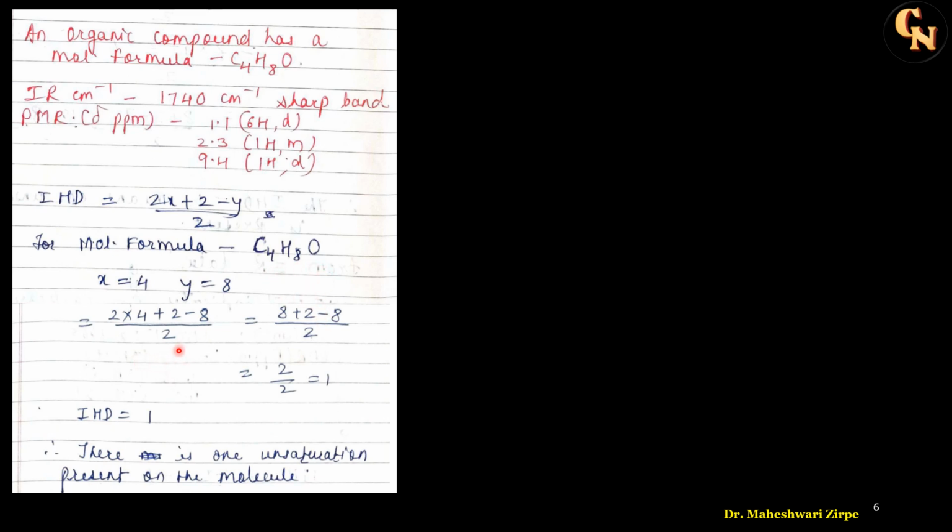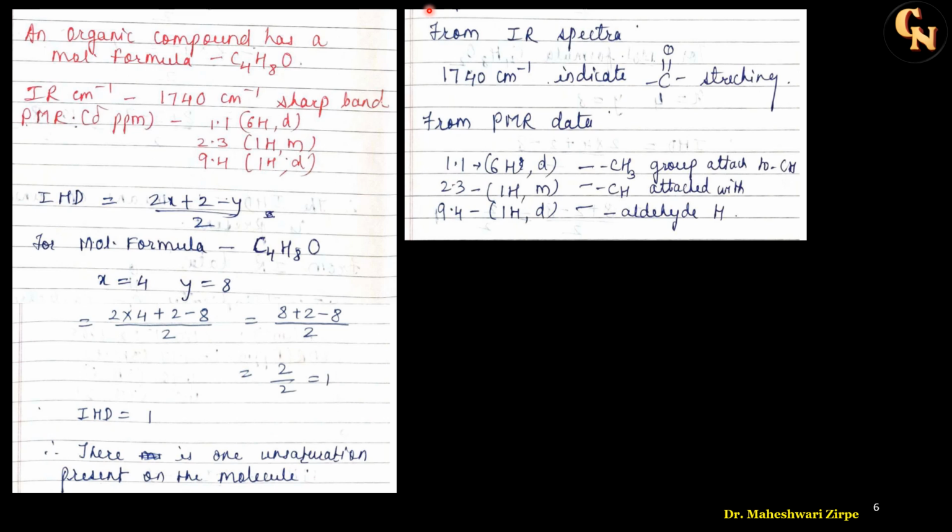Now if you substitute it in the IHD formula, you will get IHD equal to 1. So in the previous numerical also we saw when IHD is 1, that indicates 1 unsaturation. Either it may be a ring or a double bond. Okay, IHD equal to 1 indicates either one double bond or one ring may be present.